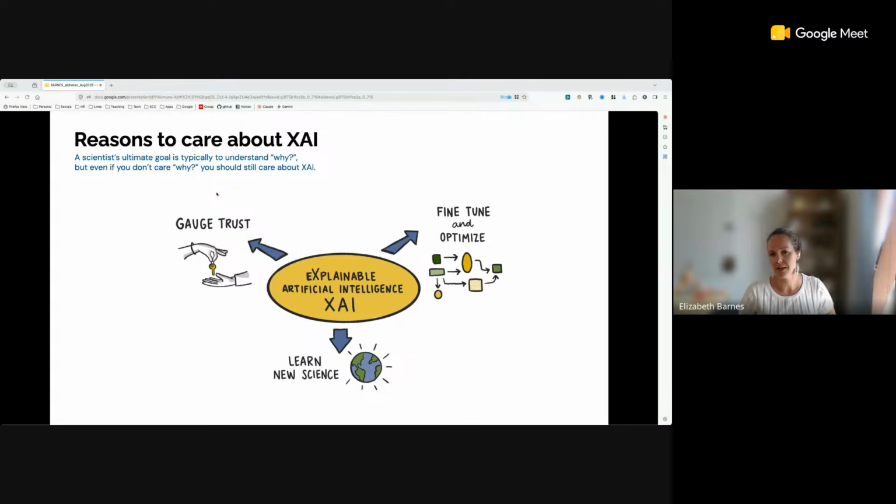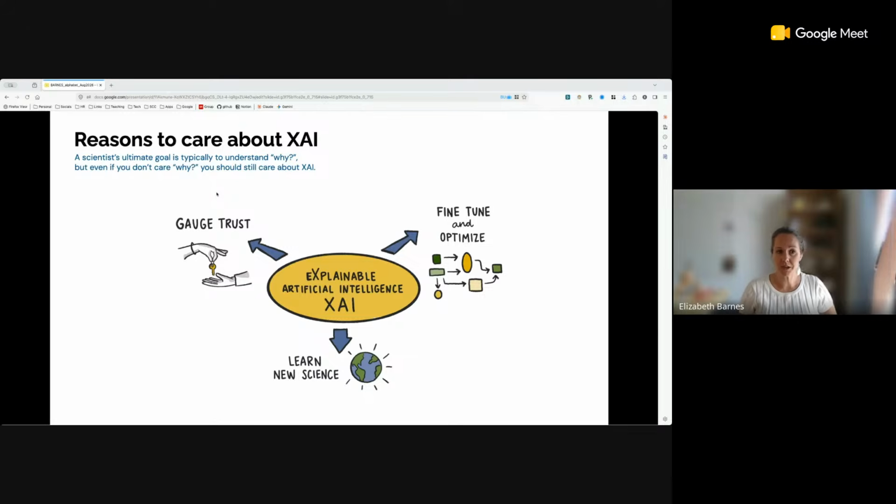The first is we need a way to gauge trust in these models, especially working in the area of extreme weather and climate. Trust is vital. And one of the ways we can gain trust is by understanding the decision-making process. That turns out to be one of the most important ways humans gauge trust in tools like this. Another reason to care about explainability and interpretability is it helps you fine-tune and optimize your model when it goes wrong. We've certainly made a lot of use of that.